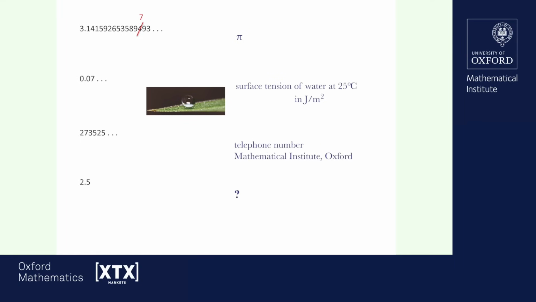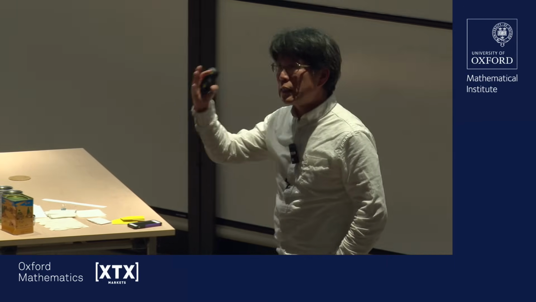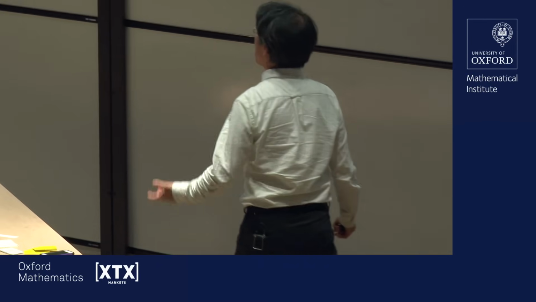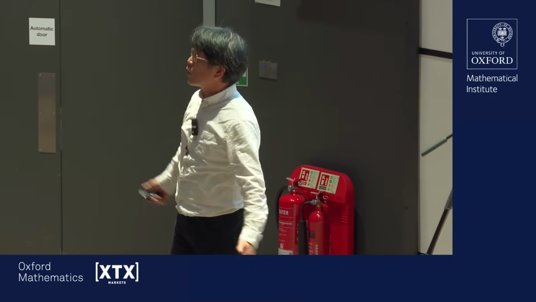Now, the leitmotif of this lecture is 2.5. What is that? Well, you'll be happy to know that it is exactly a number between 2 and 3. And I'd like to convince you that this is, in some more than metaphysical sense, the dimension in which paper, membrane, surface, any such thing evolves, lives, and continues to surprise us.